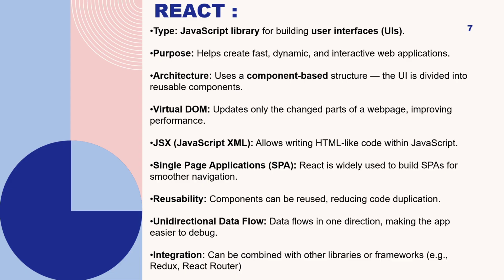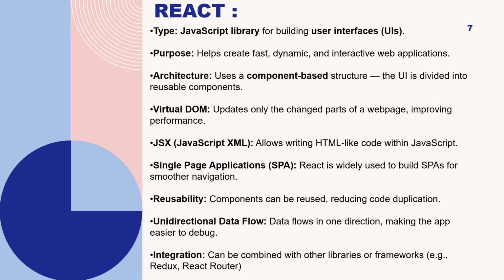Move to React.js. React.js is a JavaScript library which is developed by Facebook, now renamed Meta, for building user interfaces, especially single page applications. It allows developers to create reusable UI components, making web development faster and more efficient. React uses a component-based architecture where each part of the interface, like buttons or forms, is built as an independent component that can be reused throughout the app.